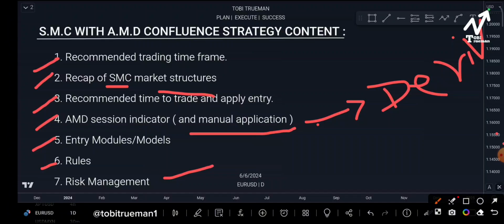Then lastly, we'll be looking at risk management. Very, very important. How much are you putting in? How do you split your money? How many pairs should you be trading? Should you be overtrading or not? All those things will be well explained.